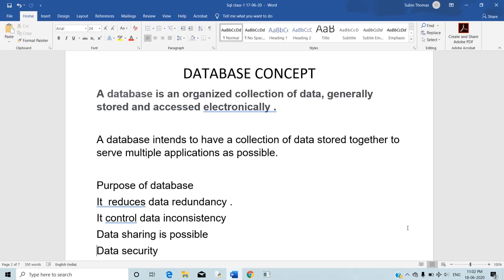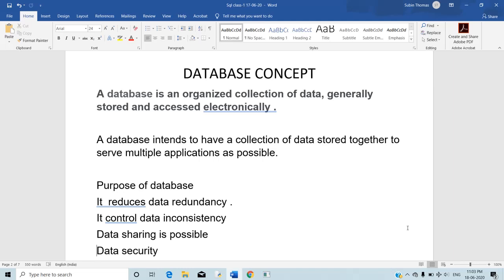So if you are using a database, the data is stored in a single storage location. If you want to make changes, the changes take place in the same single location itself. So the changed data will be available to multiple applications. That is how it reduces data inconsistency. Data is stored only in one location, and from that location, different applications access its data.